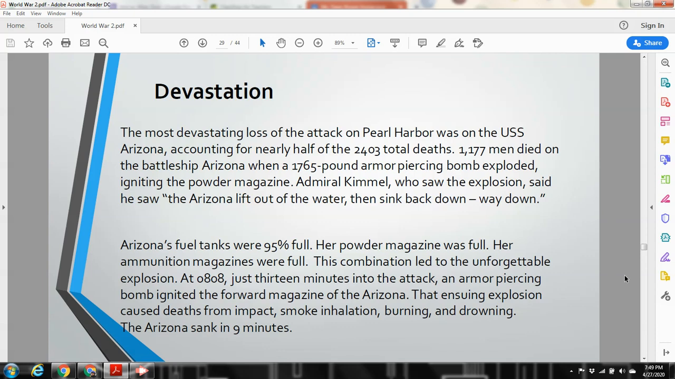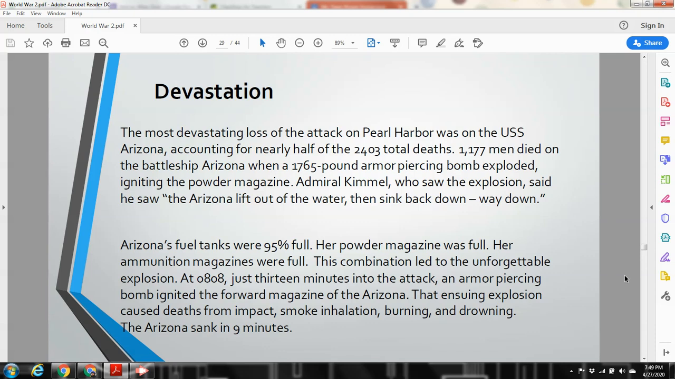Now, the total devastation of what actually happened, like we said, the most devastating was that of Pearl Harbor. At Pearl Harbor was the USS Arizona. The USS Arizona accounted for over half of the 2,403 total deaths. 1,177 men died on the battleship USS Arizona when a 1,765-pound armor-piercing bomb exploded, igniting the powder magazine. So what happened is you had a bomb that went right through the USS Arizona and landed in a full powder magazine. That's where they would hold all the ammunition. So you have a bomb that landed inside basically a bunch of other bombs.